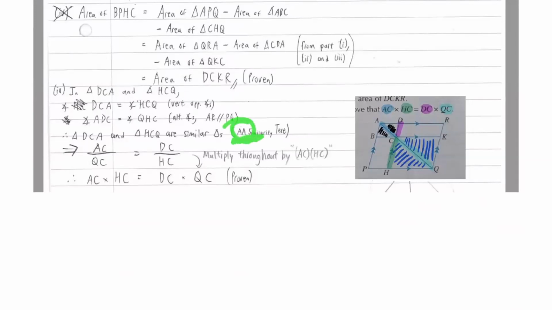How can we prove it? You can use AA similarity test. Angle DCA is equal to angle HCQ, this one and that one, because of vertically opposite angles. What else do we have? Angle ADC is the same as angle QHC. This is because of what shape? Z shape, which is alternate angles. I've done over here. And therefore they are similar triangles. Then since they are similar triangles, we can just write down the fraction. AC over QC equals to DC over HC. And then of course you cross multiply. I think I made a mistake here. This should be QC, sorry. QC, HC. And then you will be able to get your final answer.